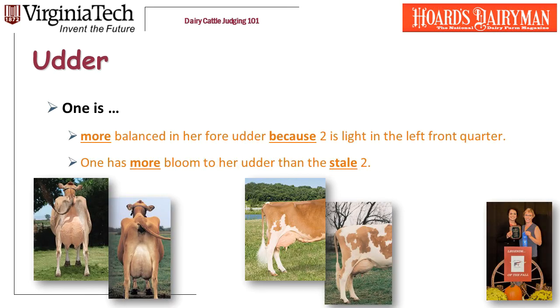Here's Hannah. One is more balanced in her fore udder because 2 is light in her left front quarter. 1 has more bloom to her udder than the stale 2. And again. 1 is more balanced in her fore udder because 2 is light in her left front quarter. 1 has more bloom to her udder than the stale 2. And now you try it.